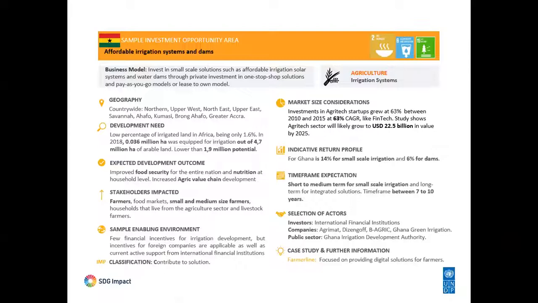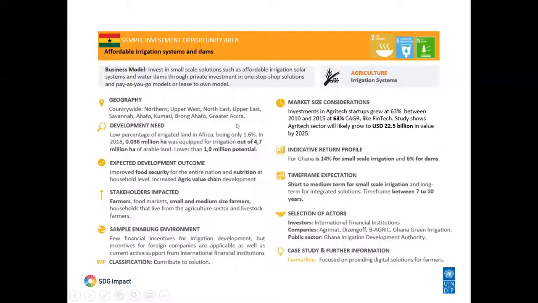So here we go. For the agri sector, we have affordable irrigation systems and dams as one of the investment opportunity areas. And here the business model is identified as investing in small scale solutions such as affordable irrigation, solar systems and water dams through private investment in one-stop shop solutions and pay as you go models or lease to own models. So you can see, as I mentioned, where you can actually have some of these investment opportunity areas. It's countrywide.